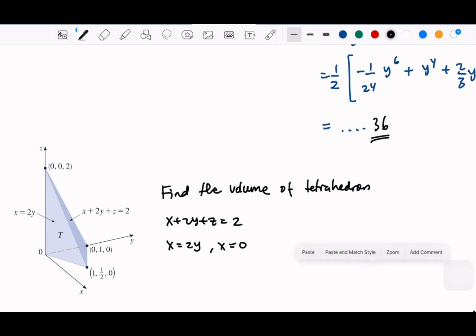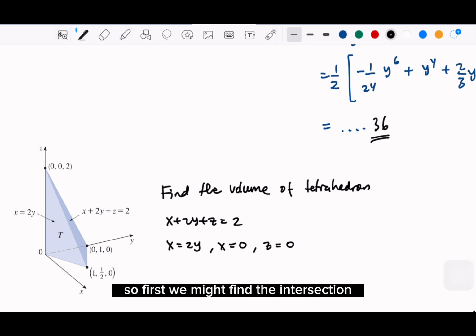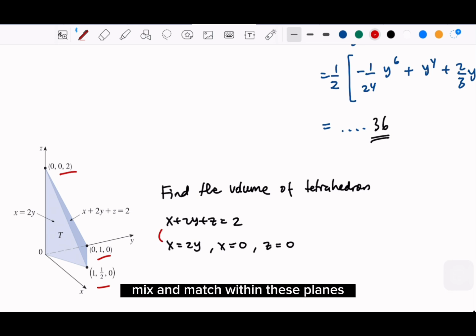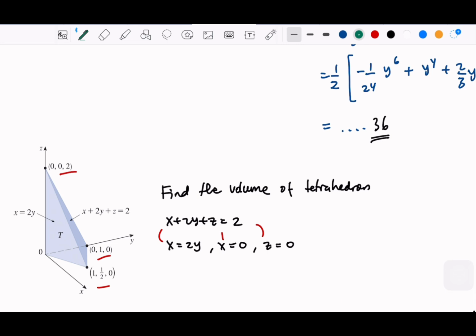and z equals 0. So first we might find the intersections, we need to find the intersection to get the points: 0, 0, 2, 0, 0, 1, 0, 1, half, 0. And how to get the intersections? We simply just take mix and match within these planes, okay, and then find the points where is the intersection.